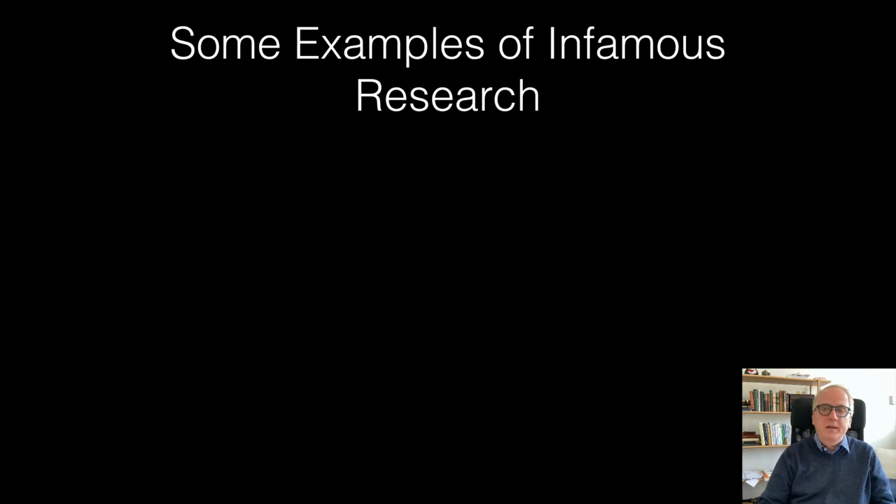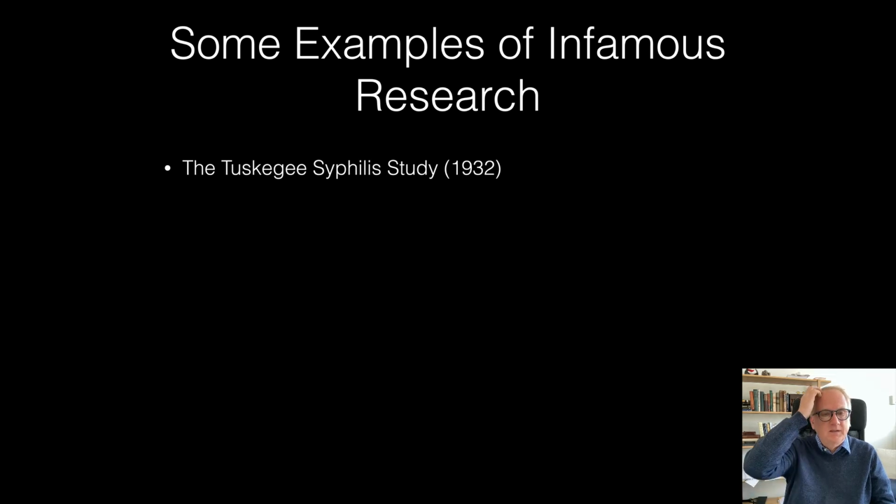So, for example, one of the more notorious examples of poor ethics in research was the Tuskegee syphilis study that was conducted in the United States back in 1932. In the state of Alabama, the Tuskegee Institute was really interested in how syphilis, this venereal disease, gets tracked and what will happen if you don't actually treat it.